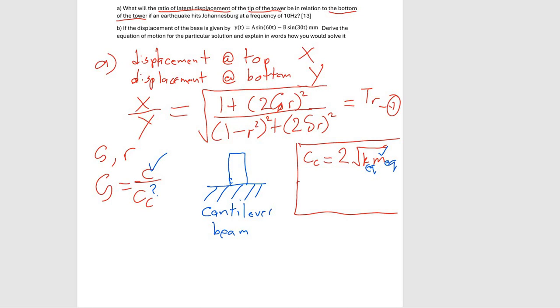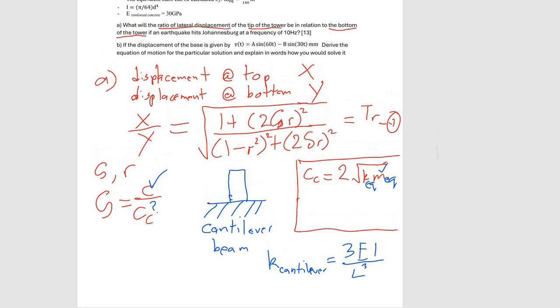If you look in the tables for a cantilever beam, the stiffness associated with the cantilever beam is equal to 3 multiplied by the elastic modulus E, multiplied by I, the moment of inertia, all of that divided by the length to the power of 3. So this is how we go about finding K.